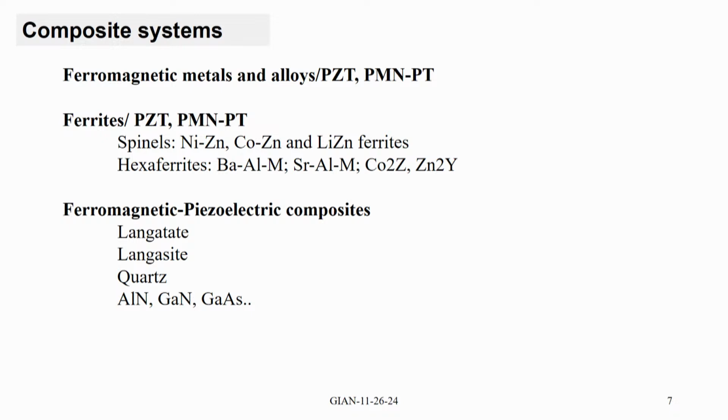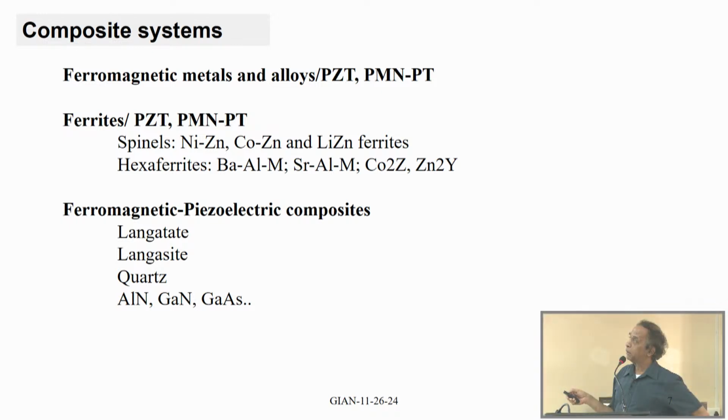Ferromagnetic alloys and metals with PZT and PMN-PT, then ferrites with these two, both spinels and hexagonal ferrites. And also I will talk about some of the example systems with pure piezoelectrics, including LGT, LGS, quartz, and aluminum nitride, gallium nitride and gallium arsenide.